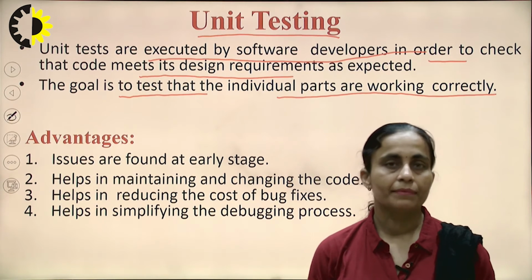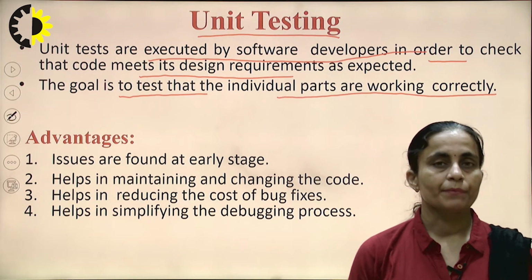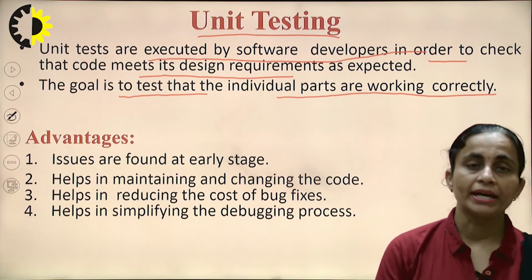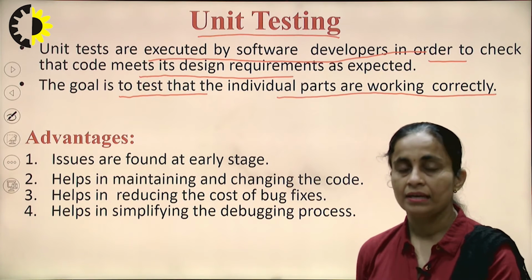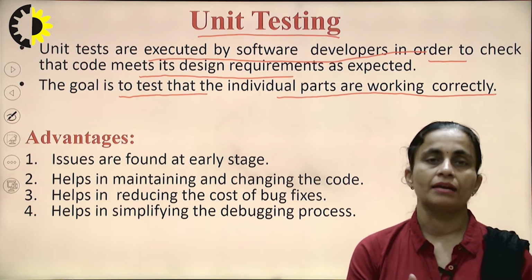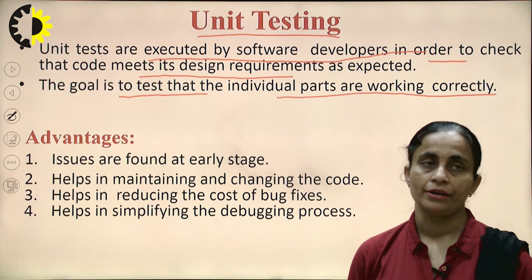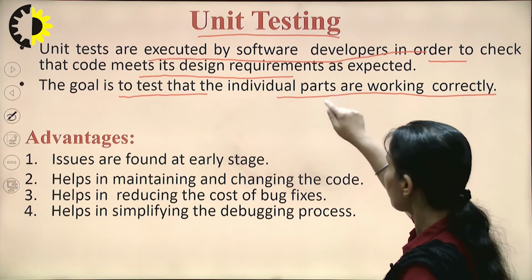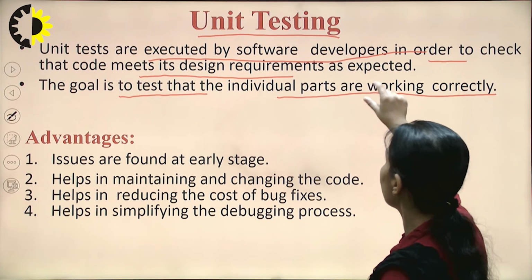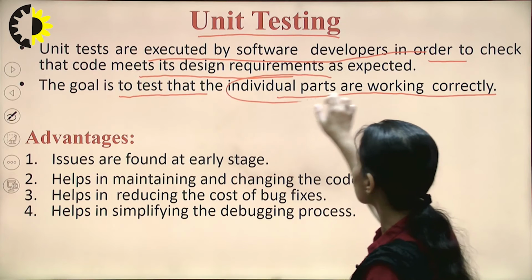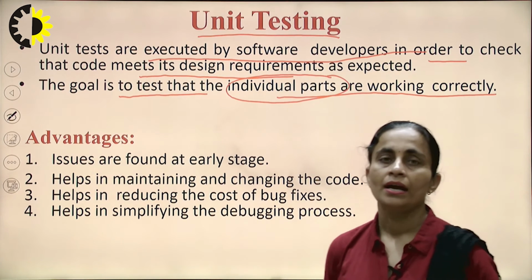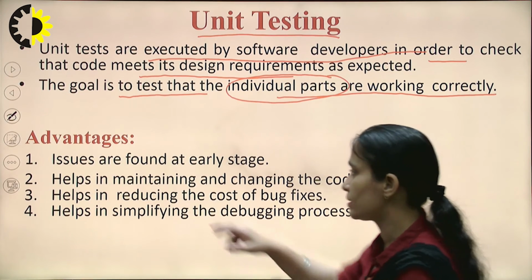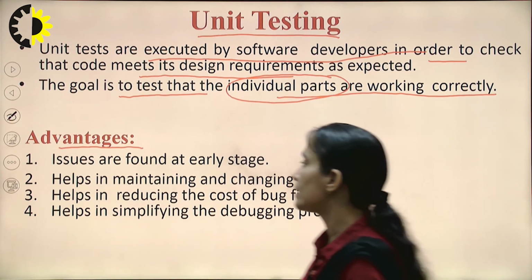Suppose I am making a machine. That machine comprises different components. If those components are behaving correctly, that means I can think that my machine will behave correctly. So, here the goal is to check that those independent modules, independent components, independent parts are working properly and giving me the correct results. What are the advantages of performing this unit testing?